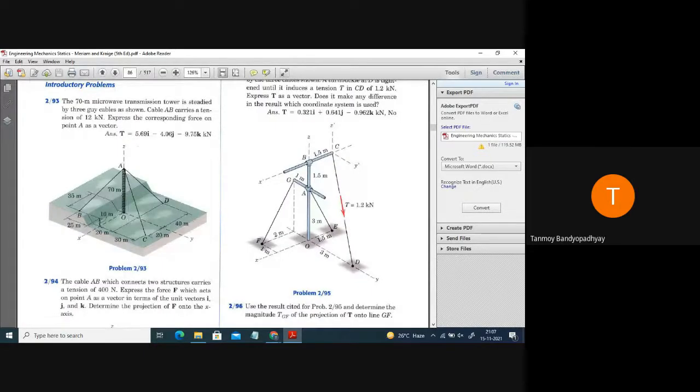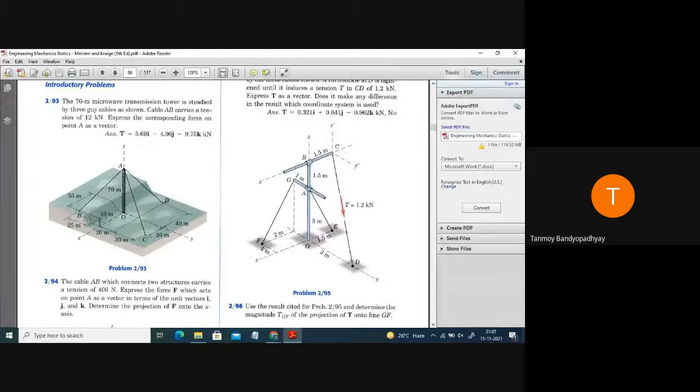What are the coordinates of the point B, based on this origin? I have told you that you can choose the origin anywhere. I can take B itself as the origin. That will simplify the problem very much. But since in this problem we are given an origin somewhere, like X, Y, and Z, let us do this problem based on that origin.